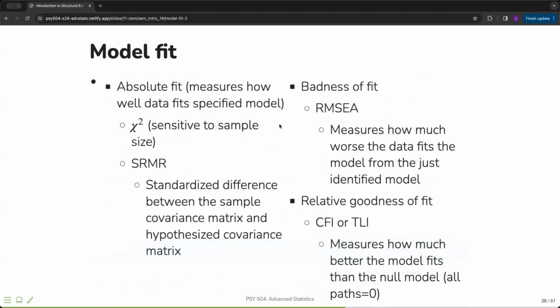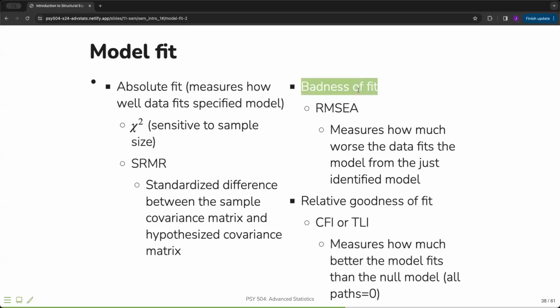So the fit indices fall into three broad categories. We have absolute fit indices, and this measures how well our data fits the specified model, so the covariance matrix that our model predicts versus the sample covariance matrix. So we use the chi-square statistic, but if you have really large sample sizes, then the chi-square statistic is always going to be significant. So it's recommended that you use other statistics along with the chi-square. The SRMR is also an absolute fit statistic. This is the standardized difference between our sample covariance matrix and our model-based covariance matrix. And we want this to be as small as possible. We don't want there to be large misfit.